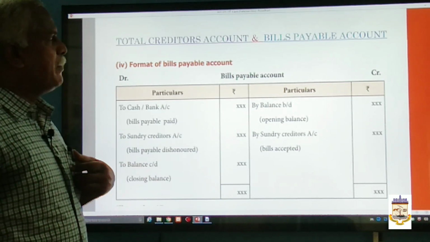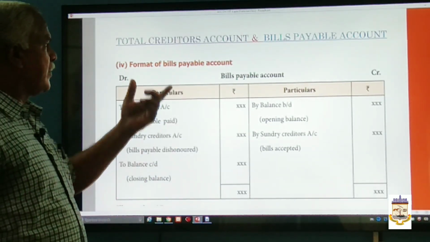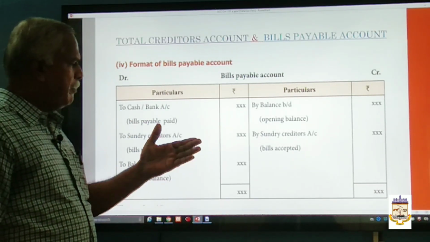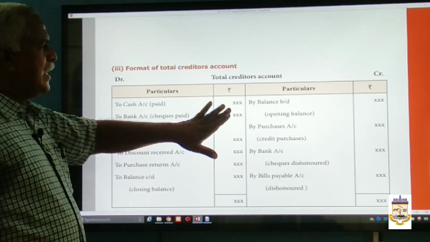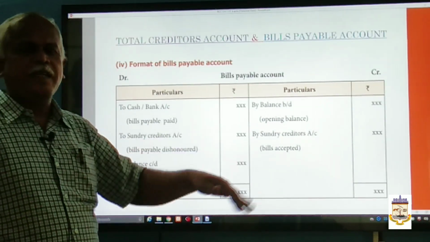Total creditors account and bills payable account are used to find out credit purchases. Let us see how the bills payable account looks like. Bills payable account is like the bills receivable account, it is just opposite to it.